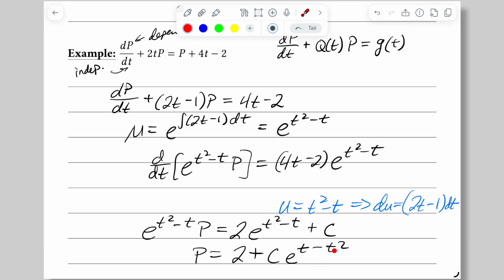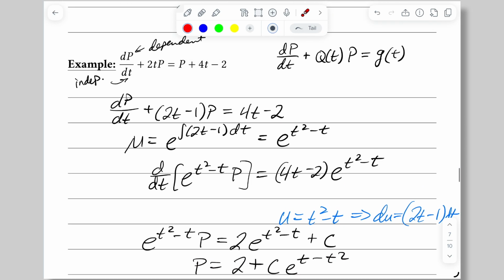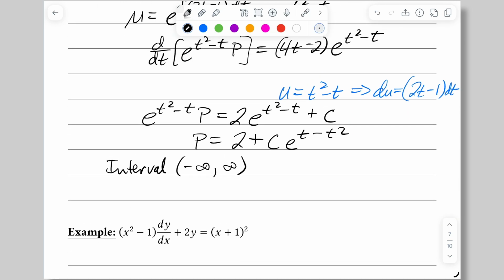I went ahead and reversed the order of that because we divided, the exponent goes negative, you know how that goes. The interval of solution is negative infinity to infinity because there are no restrictions on t either in the solution or in any of the steps that we produced here. And the term Ce^(t - t^2) is going to go to 0 if t goes to infinity, so that's our transient term.